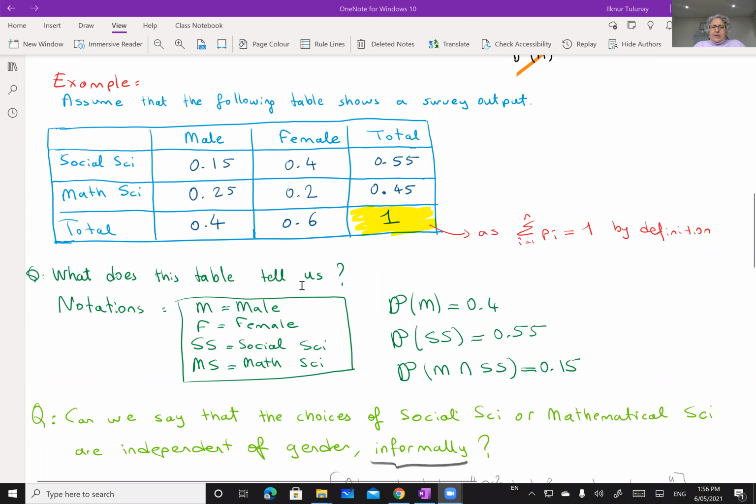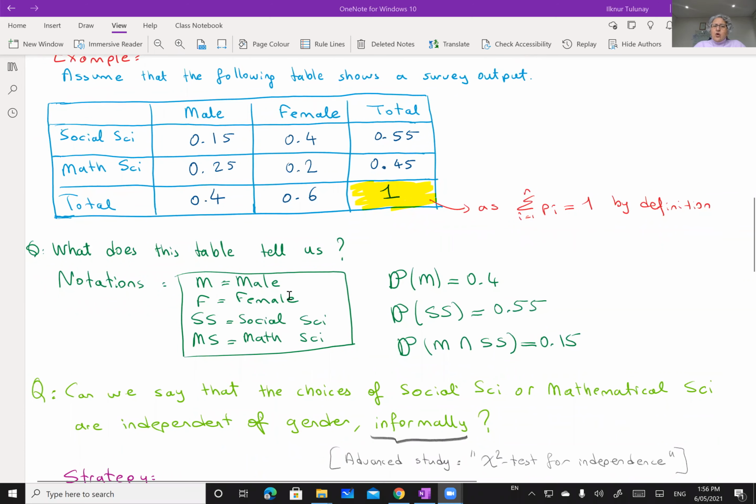And we are asking ourselves whether this data set shows us independency of these two random variables. Right? This set and this set, are they independent? That's the question to answer. So as a shortcut, M for male, F for female, SS for social science, MS for math science are the abbreviations that I'm going to use for the tables to make them more compact.